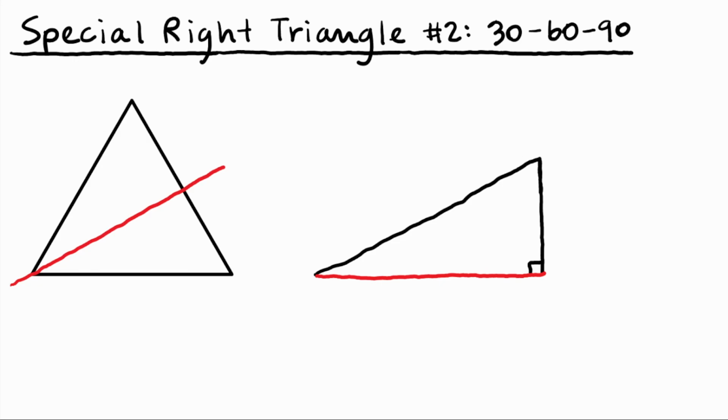Now let's talk about the 30, 60, 90 triangle. So we're going to start with the same idea. This time we're starting with a perfect triangle, an equilateral triangle. And then we're going to cut it from one vertex along the opposite base perpendicularly, which, something you would have learned in geometry, is going to bisect this. Okay, so those two things are equal.